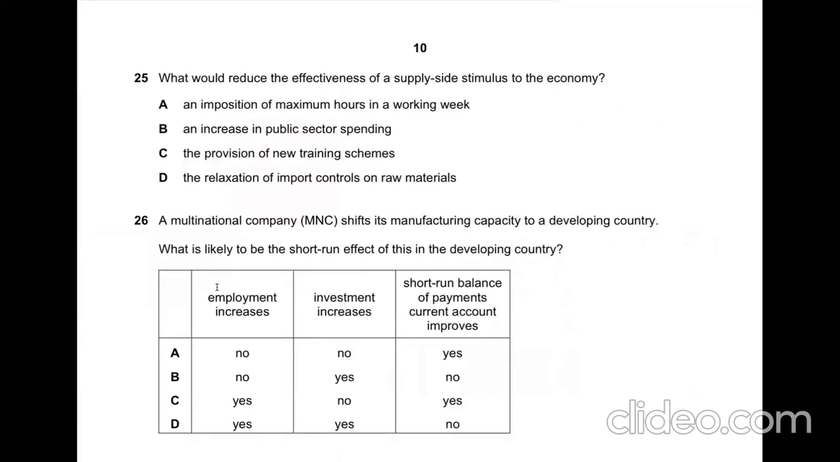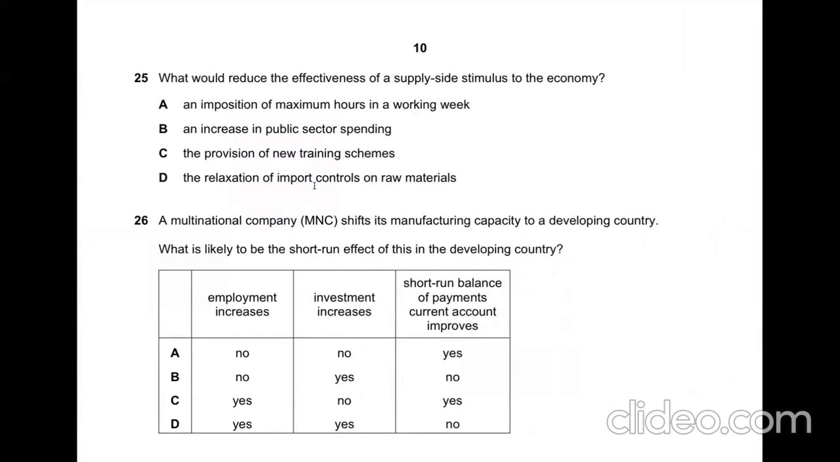Question 25. What would reduce the effectiveness of a supply-side stimulus to the economy? You're trying to conduct some supply-side stimulus, such as market-based or interventionist supply-side policies, to make your country more productive and efficient. However, some things would reduce such an effect. What will be the case amongst the given options?